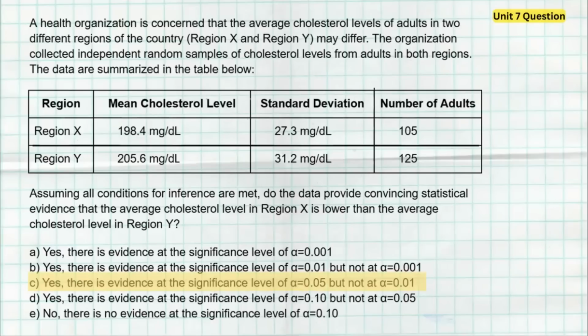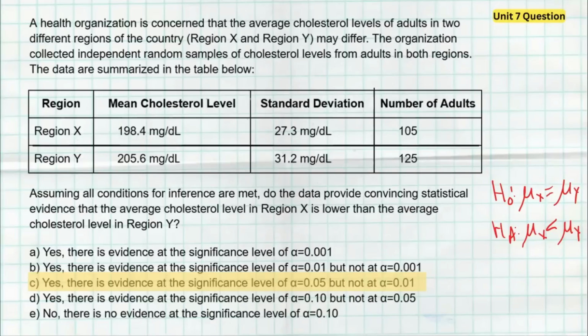Now, this question is tough because they basically want us to conduct a test, right? Assuming all conditions are met, does the data provide evidence that the mean for region X is smaller than for region Y? So the null would be no, the mean for X and the mean for Y are the same, and the alternative is that the mean for X is less than the mean for Y. Now, what we need to do is get a t-score, our test statistic, and the p-value.